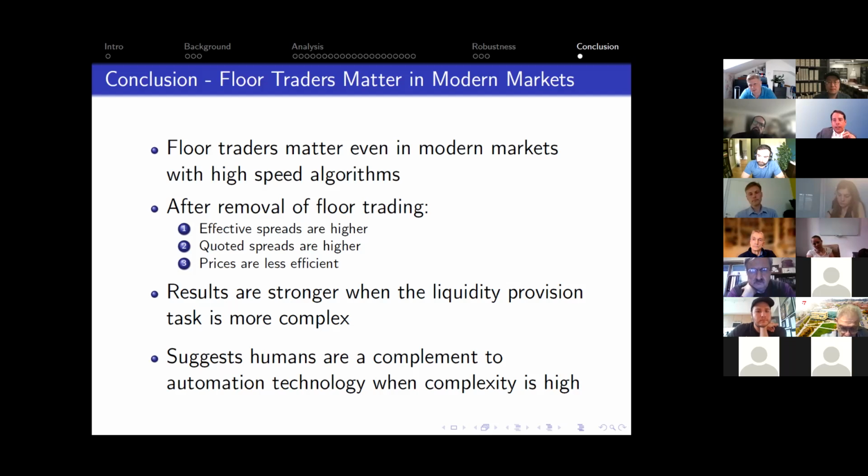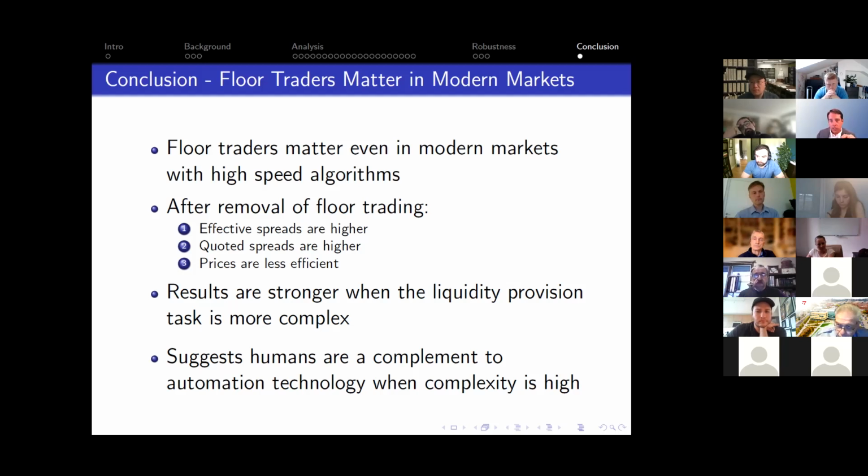So maybe, well, I actually think one of the things I suspect goes on is that order types are not randomly assigned to floor traders versus algos, right? There is a choice that's going on. And it may be that there are these natural liquidity providers for different types of trades. So the human beings are the natural liquidity providers for the types of trades they did prior to the floor being closed.